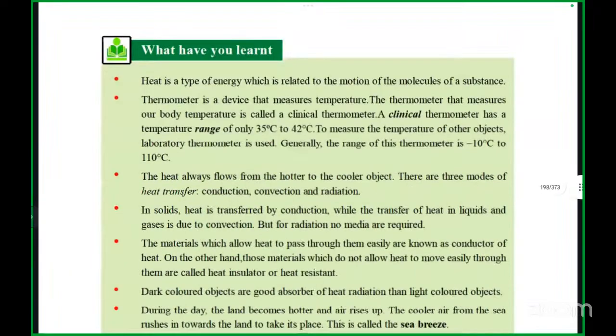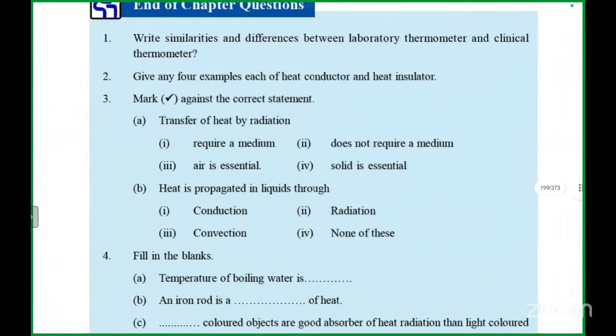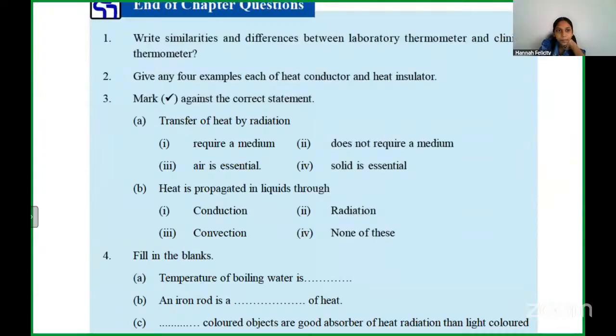And now, questions. Can anybody tell me what is the similarity between a laboratory thermometer and a clinical thermometer? How are they the same? Yes, Hannah? Ma'am, they are both used to check temperature. Yes, that's correct. Both are used to check temperature.